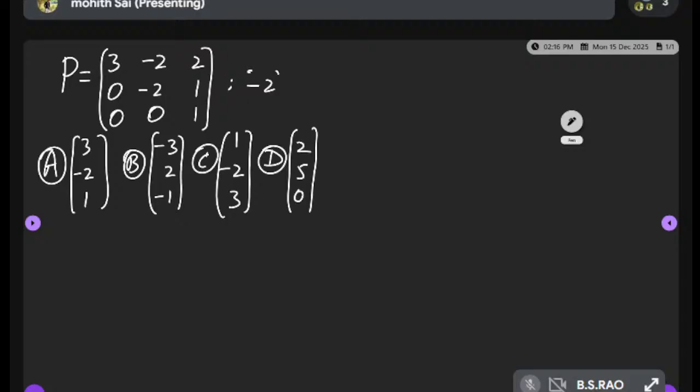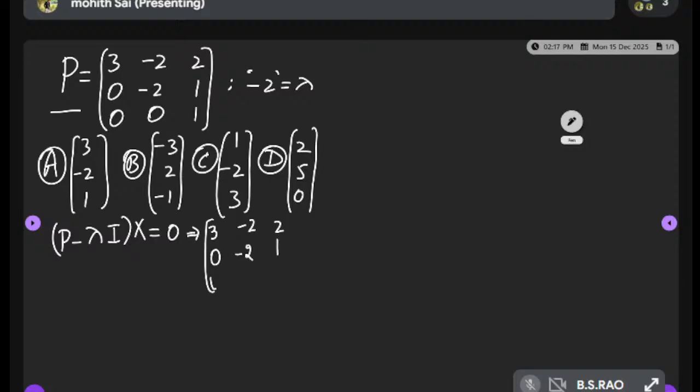Here this is P, this is lambda. Now P minus lambda I into x equals 0. Actually, this is also not required. Directly I can write. But 3 minus 2, 2, really. Don't forget the board. Please write it. We have to finish so many things now.